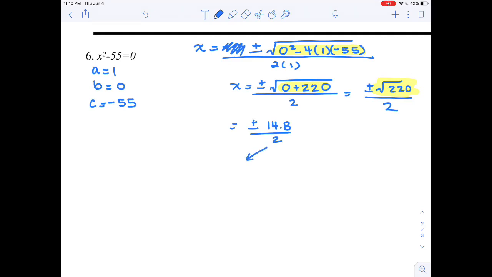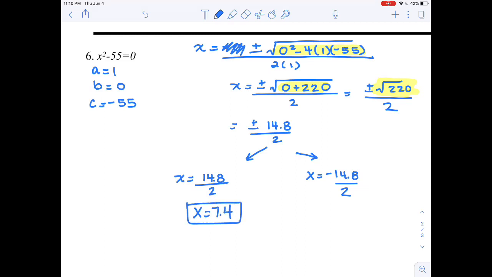Like before, we're then going to split into our two separate answers. x equals positive 14.8 over 2, and x equals negative 14.8 over 2. So our first answer is 7.4. And when we divide negative 14.8 by 2, our next answer is negative 7.4.